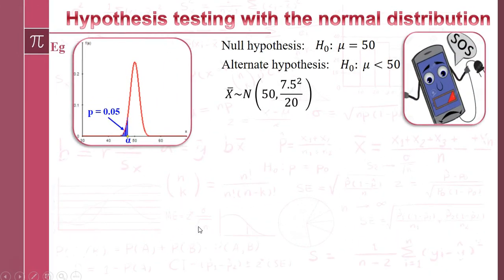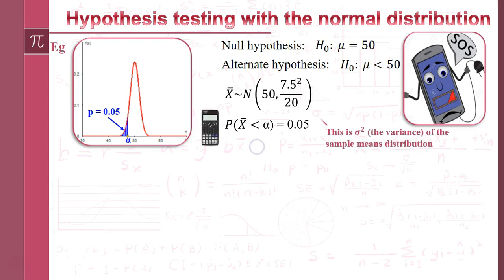So here's our distribution. Our sample means are normally distributed, 50, 7.5 squared over 20. And what we've got to work out is what our value of alpha will be such that the blue area is less than 0.05. So we've got to put those things into the calculator. We're going to use the inverse normal distribution function in our calculators. Now, one thing we've got to be very careful of is that value there, that is sigma squared. That's the variance, because a normal distribution is defined using the mean and the variance.